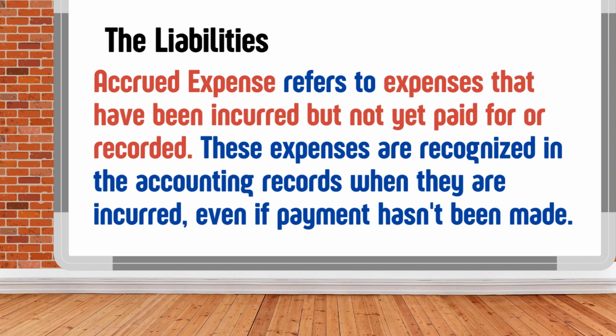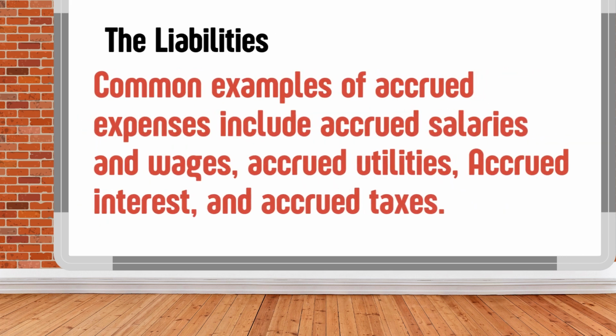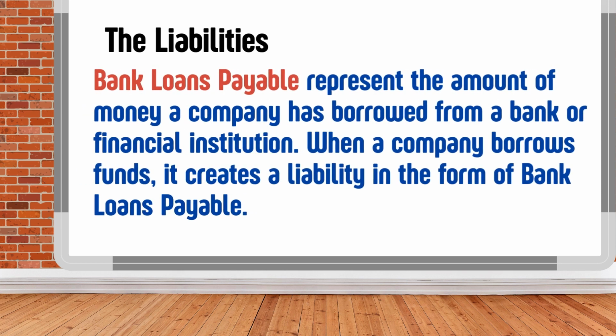These expenses are recognized in the accounting records when they are incurred, even if payment hasn't been made. Common examples of accrued expenses include accrued salaries and wages, accrued utilities, accrued interest, and accrued taxes. Next is bank loans payable, which represent the amount of money a company has borrowed from a bank or financial institution.